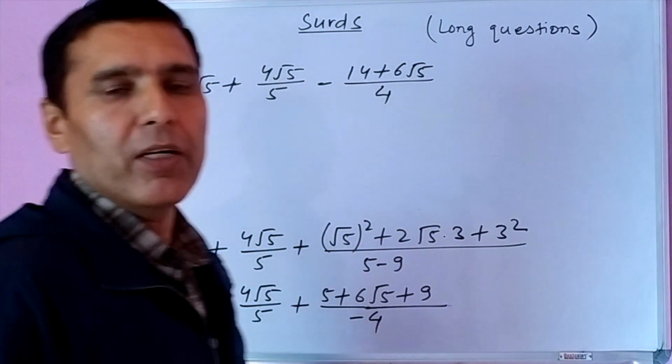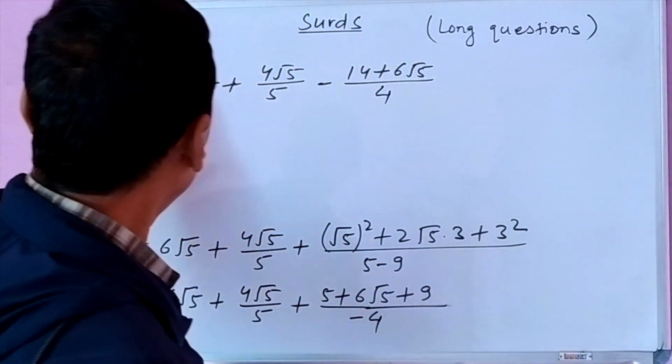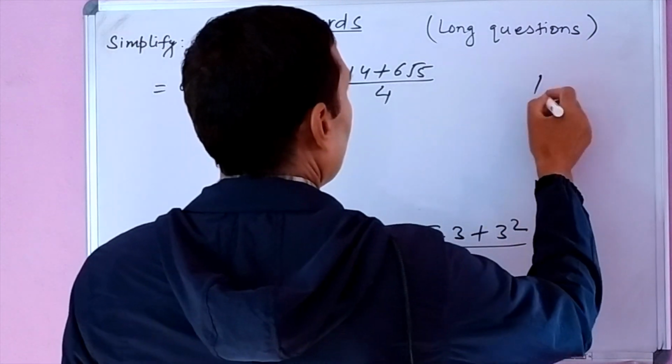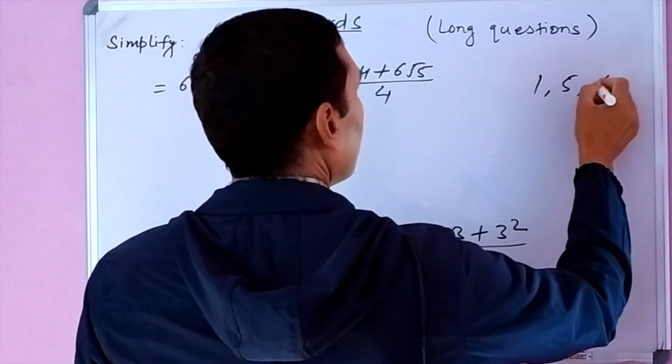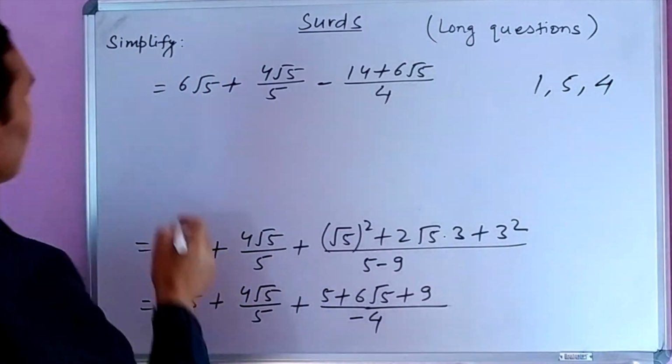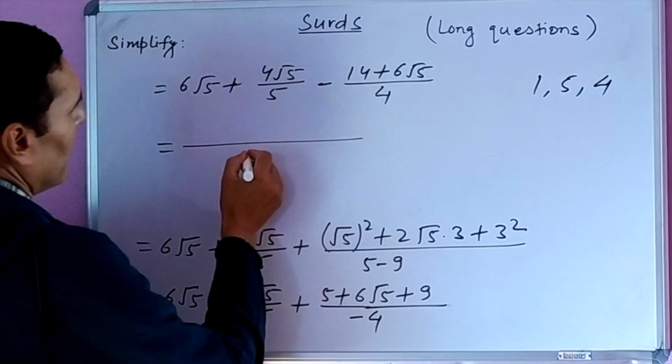Now we have the denominator of each term as a rational number. Denominator of the first term is 1, of the second term 5, of the third term 4. Now what is the LCM of 1, 5 and 4? 5 into 4, it is 20. So let's take the LCM 20.